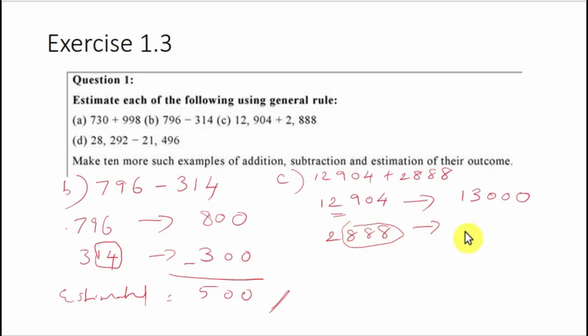So this number is close to 3000. So the estimated sum is equal to 16,000.